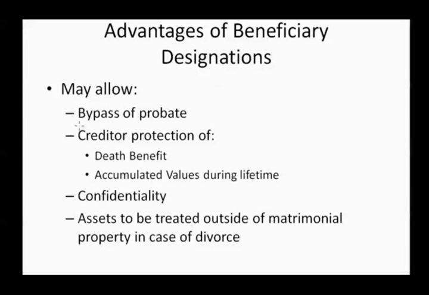So depending on the type of property we're dealing with, you may be allowed to bypass probate based on a beneficiary designation, and we'll see this as we look at specific types of property. You may have creditor protection, and this is especially true with life insurance policies, where the death benefit and accumulated values or cash values may be protected, depending on who we've named as a beneficiary. We can often achieve confidentiality that is linked closely to the bypass of probate, where these two items go hand in hand and allow us to have an amount that flows outside of normal estate processes.